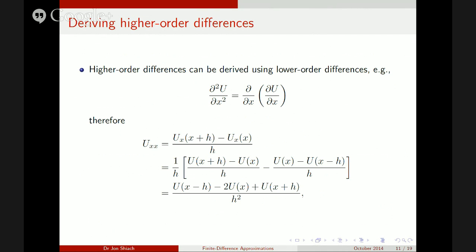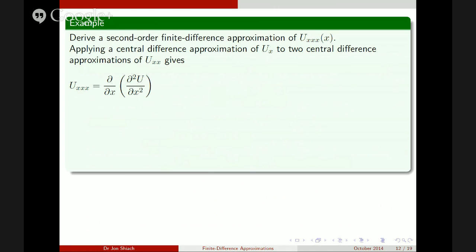Tidy it up, this is what we get. We have a minus u of x minus h there. We've got minus u of x minus u of x there, so that gives us minus 2u of x. And here we just have plus u of x plus h, so that's one there. That's all divided by h squared, because I've got a common factor of h on the bottom here, multiplied by that h. That's our second order symmetric difference. We call that a second order symmetric difference approximation of that derivative. So that's one way to derive higher order differences, or differences of higher order derivatives. This is the example. I think this is in your notes.